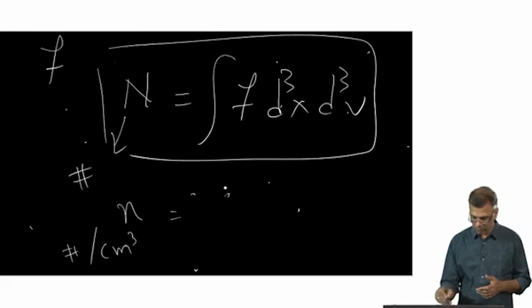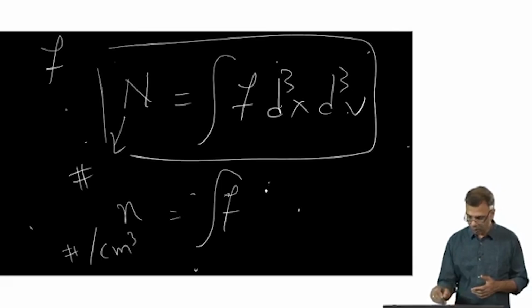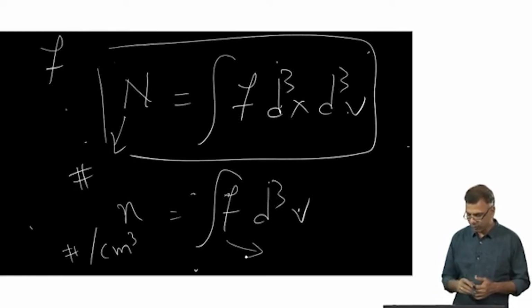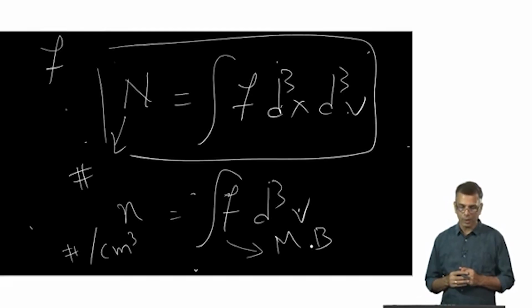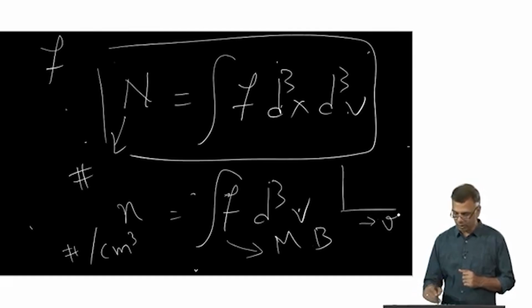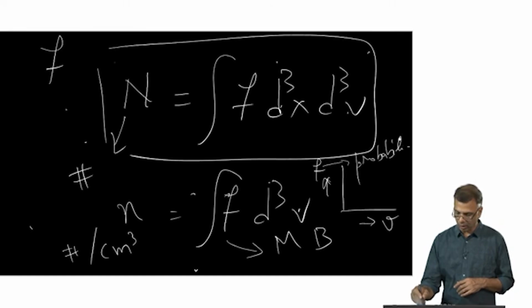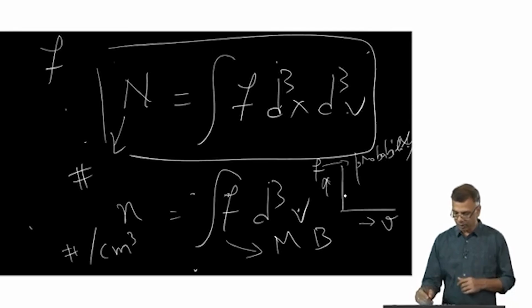What I do is I integrate f only over d cube v, in which case this f, one example of such a distribution function would be the Maxwell-Boltzmann distribution function, which you're quite familiar with. A distribution function for which the velocity would be on the x-axis and the distribution function would be on the y-axis.